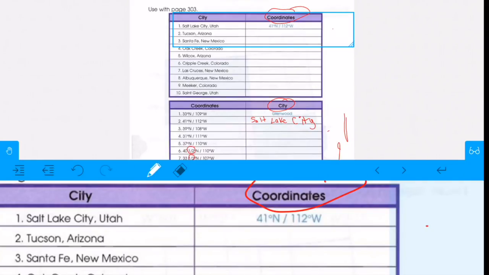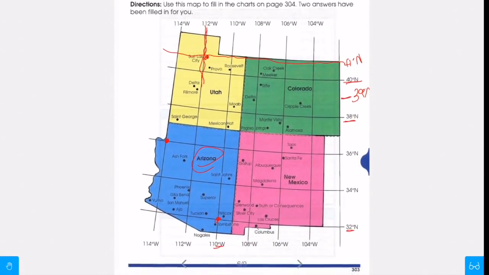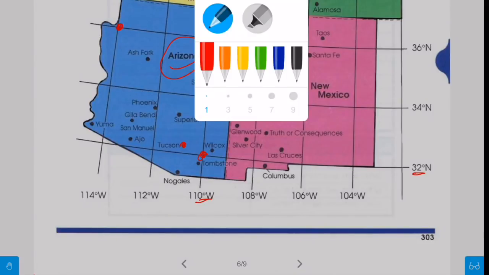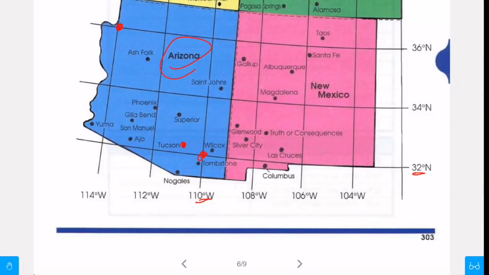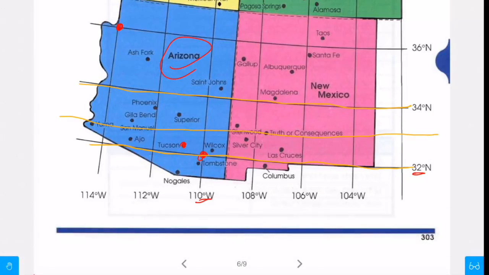The second one they have is for Tucson, Arizona. So we are going to find Tucson, and we are going to write the coordinates for Tucson. So I'm going to go back to my map, and I'm going to find the city of Tucson, which is right here, and I am going to figure out what are the coordinates for Tucson. So I have my 32 line right here. Here's 34, and I can estimate that 33 would be somewhere in the middle. So when I look at Tucson, I need to decide, is it close enough to 32 that it's still 32, or is it closer to the 33 line, so it should be 33?